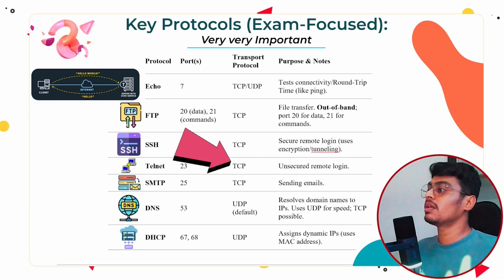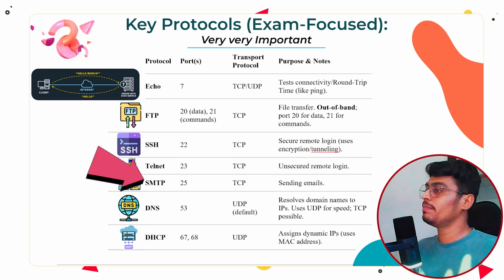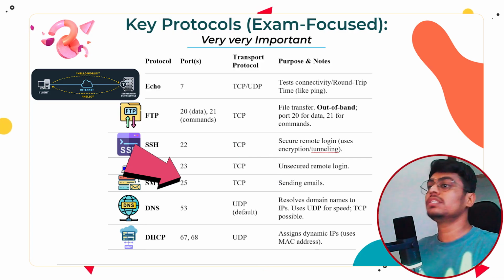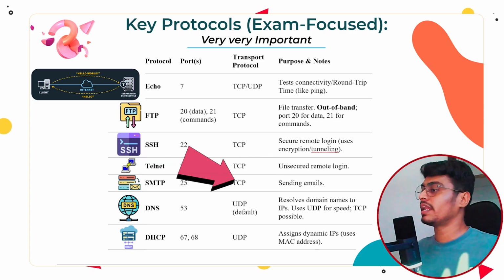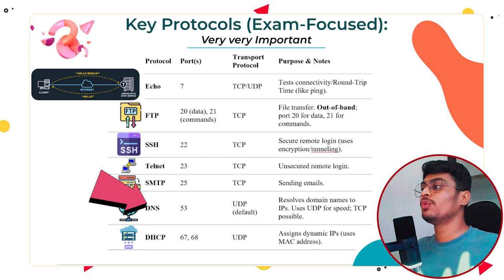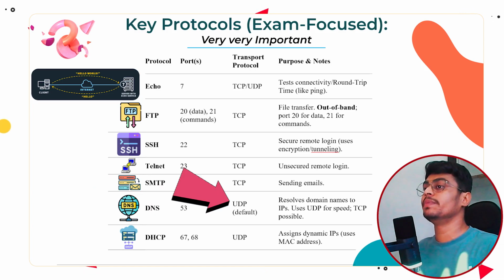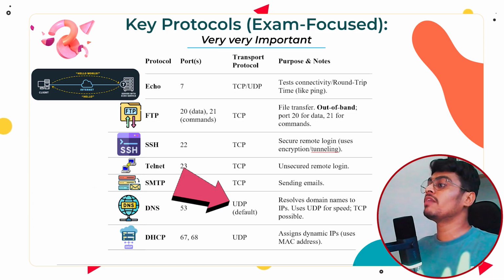Okay, now the other protocol is SMTP, simple mail transfer protocol. We use SMTP for mailing. Port number is 25 and it uses TCP connection. Now other than this we have DNS, domain name system. Its port number is 53. It uses UDP. We use UDP protocol when we want speed.